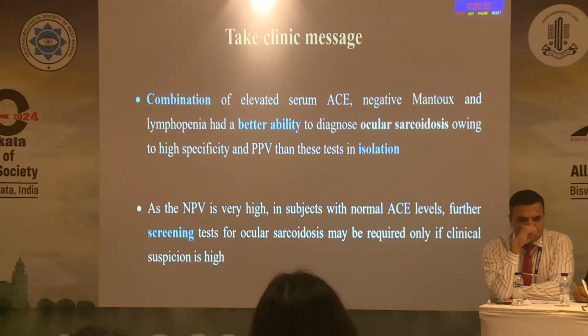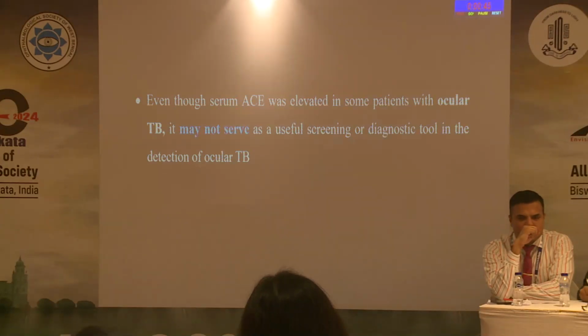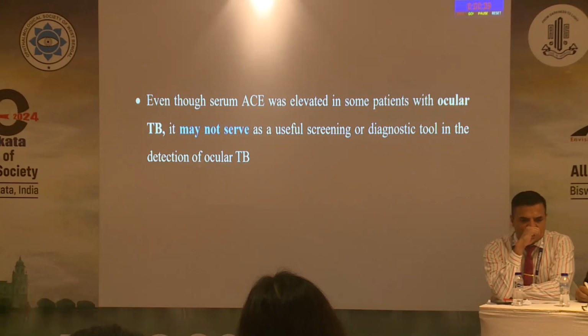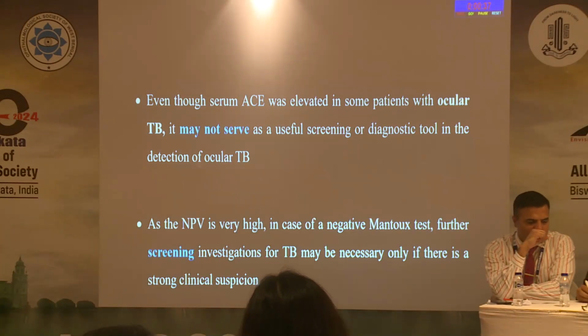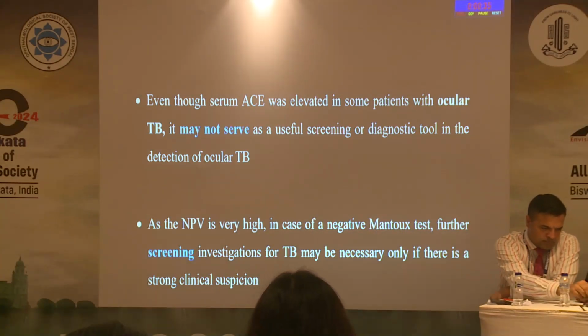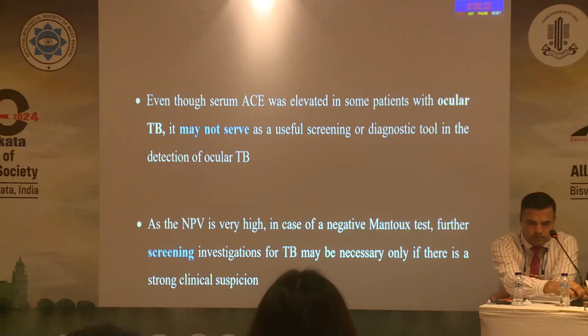Also, as the NPV is very high, in subjects with normal ACE, further screening for sarcoidosis may be required only if clinical suspicion is high. Even though ACE was elevated in some patients with ocular TB, it may not serve as a useful screening or diagnostic tool in detection of TB. Also, as NPV is very high in case of negative MAN2, further screening for TB may be necessary only if there is a strong clinical suspicion.